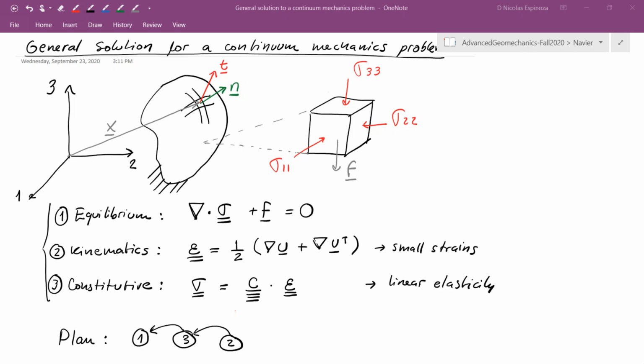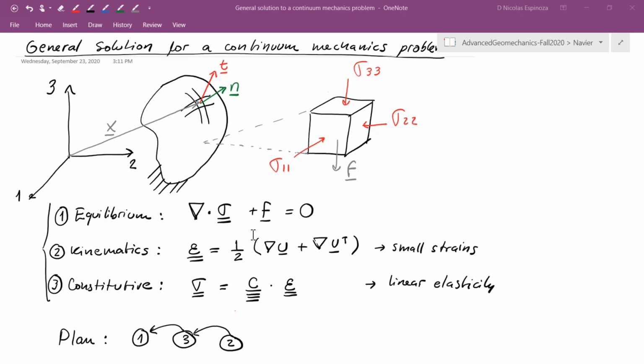As we know, for any problem of continuum mechanics, we need to solve the equilibrium equations, the kinematic equations, and the constitutive equations. And we have to put all of these together in order to solve one main equation. And that's going to be our objective today.